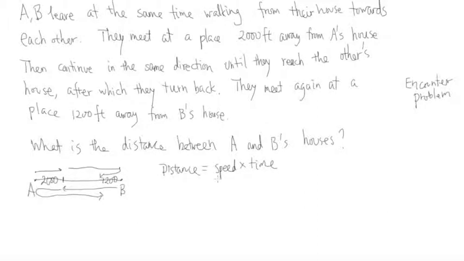But for this question, we're given a couple of distances. We're given that the first time they meet at 2,000 and the second time they meet 1,200 feet away. But we have no information about speed or time. So how do you work on a problem such as this? So it turns out these types of questions are not about speed times time equals distance. This is really a question about ratios. Ratios and proportions.